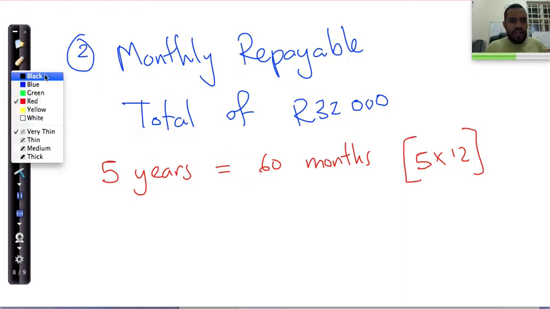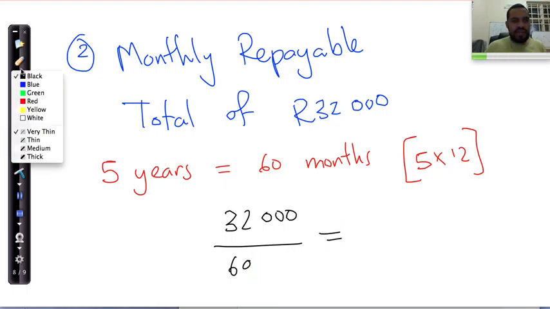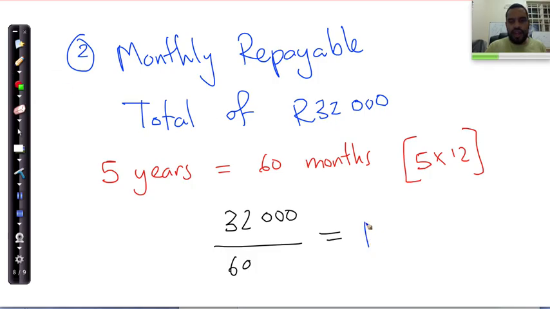So how do I work this out? I'm going to take the total amount, which is 32,000 that I need to repay, and divide it by the number of months that I need to pay that amount over, which is 60. And with some simple calculations, that's going to give me 533 rands, 33 cents.